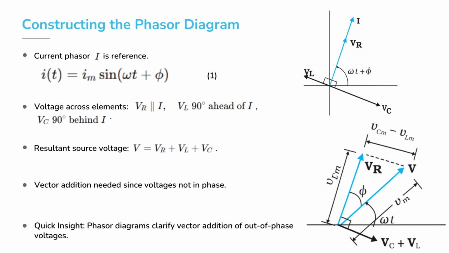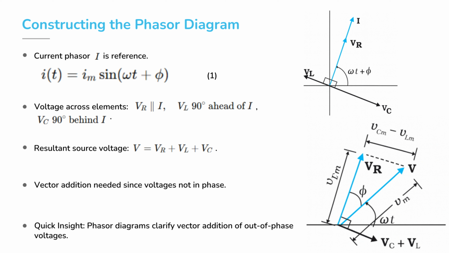Now students, let's bring everything together and learn how to construct the phasor diagram for an AC circuit with resistance, inductance, and capacitance. We start by choosing the current phasor I as our reference. So, I of t equals Im sin omega t plus phi. Next, we plot the voltage phasors across each element.